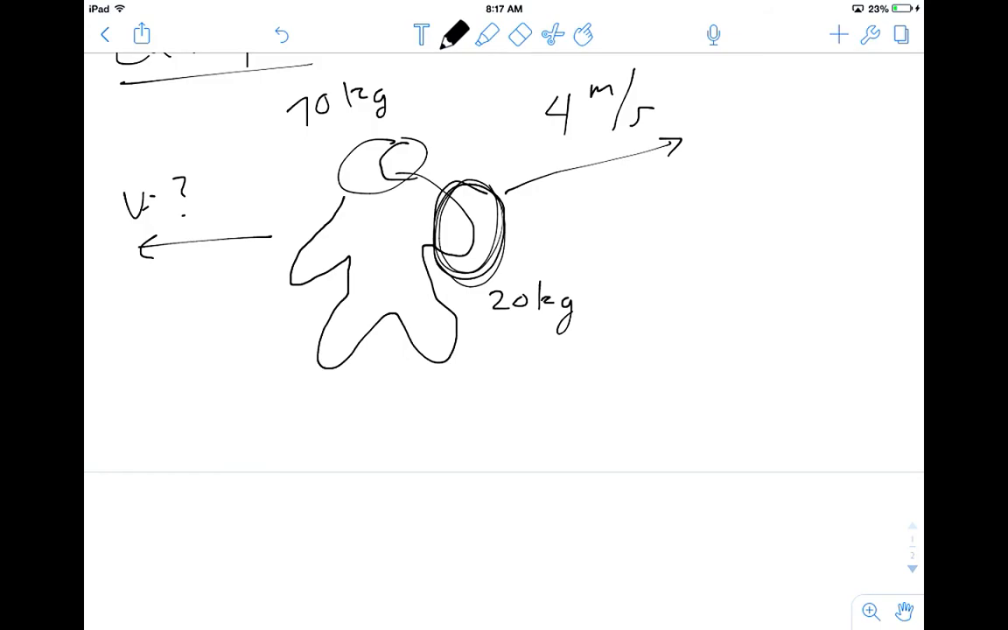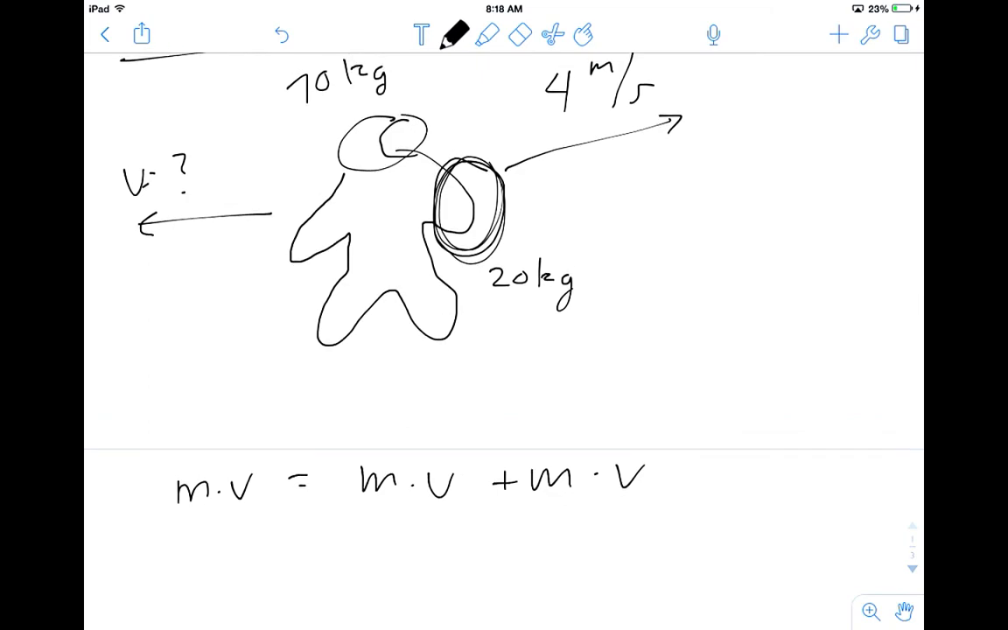Well, I know that I have mass times velocity for the whole thing, and that's equal to mass times velocity plus mass times velocity of the two new objects. For the whole thing, my mass has to be 70 plus 20. This is going to be simple because they're not moving in the beginning, so their velocity is 0. You'll see some examples with an initial velocity, but for now it's 0.